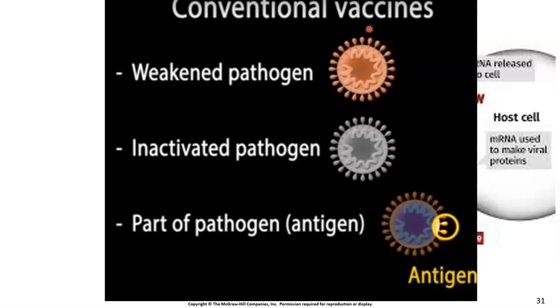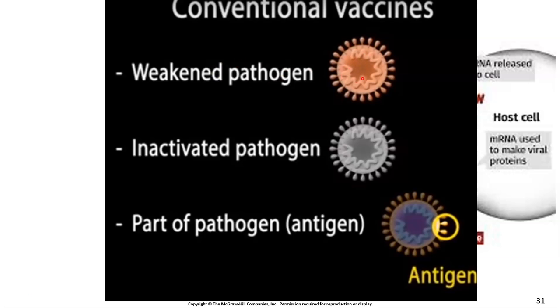So conventional vaccines, think of the flu vaccine, work in this manner. We take either a weakened pathogen, so we've taken the flu and we've taken out proteins to make it not as strong and as infectious as it normally is.